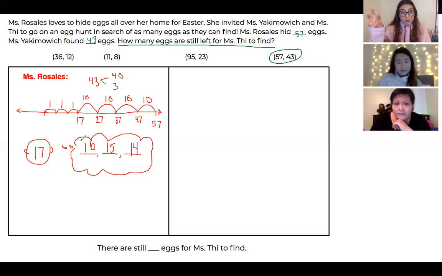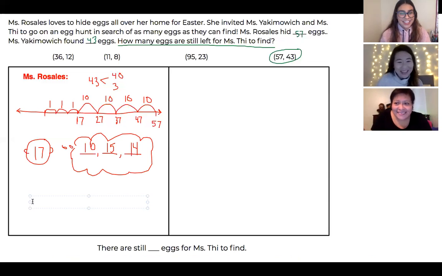You showed us how you did that using the counting back strategy. And then I forgot to write your equation here. Can you remind us what was your equation? I didn't have one, Miss T. Can you help me? Yeah, let's do that together.